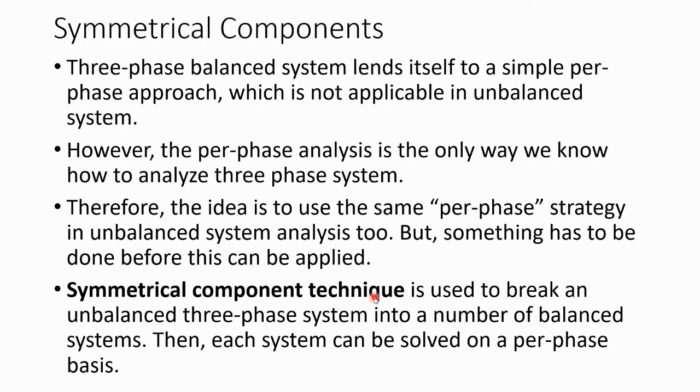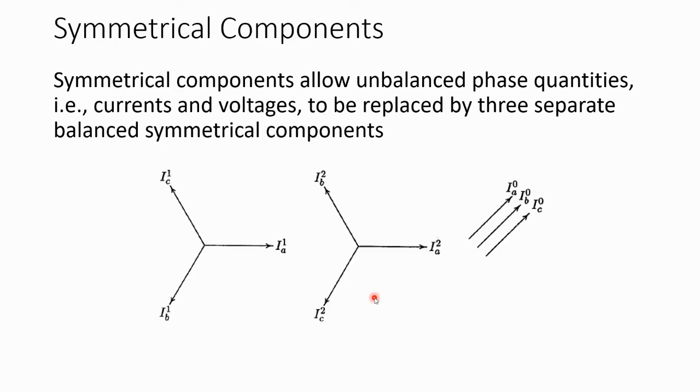This technique basically breaks down an unbalanced three-phase system into a number of balanced systems. And because the system that has been broken down is balanced, then we can apply the per-phase analysis like what we have applied in our three-phase balanced system analysis in this broken down system. These symmetrical components basically allow unbalanced phase quantities, it could be current, voltage, or any other electrical quantities, to be replaced by three separate balanced symmetrical components.